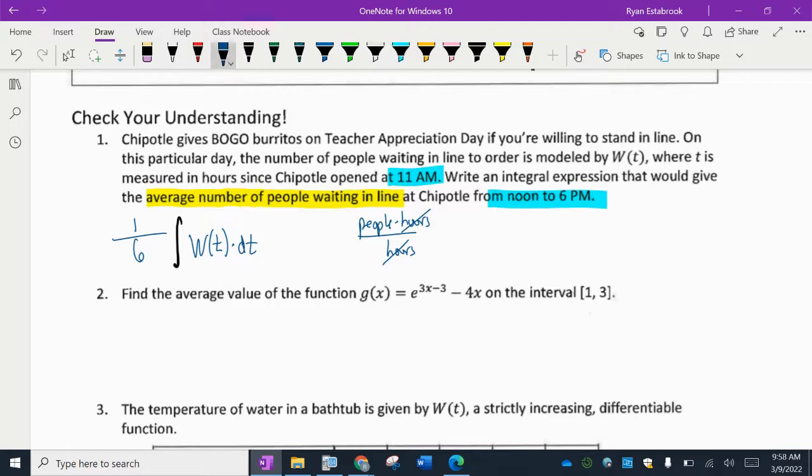So what's the lower bound here? 1, because noon is 1 hour after 11 a.m. And the upper bound? 7, because 6 p.m. is 7 hours after 11 a.m. So this would be the integral that would give us the average number of people waiting in line.